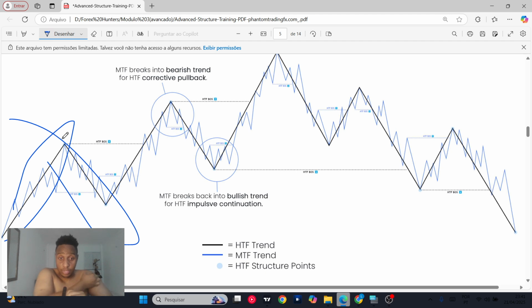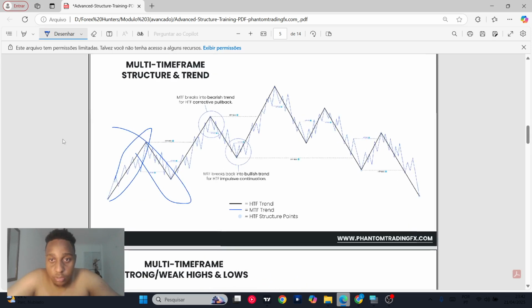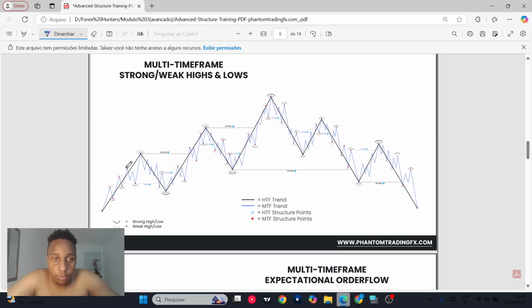So, did you guys get it? If in the 1 hour time frame we are extremely bullish and we are making impulsive and correction moves, in the 5 minute time frame we are making uptrends in impulsive moves and downtrends in corrections. So understand that. I will leave you guys this in the link down below.